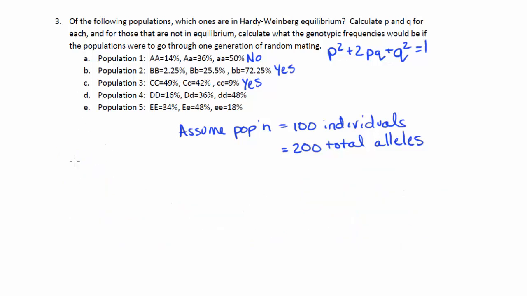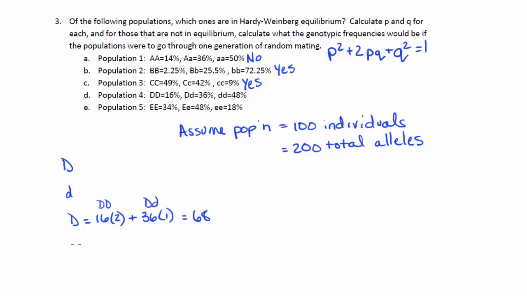For population 4, we have capital D and lowercase d. To calculate the number of capital D's that we have, 16 individuals in our population of 100 represent capital D, so they have 2 alleles each, plus we have 36 individuals that represent the heterozygous genotype, so they have 1 allele each. So the total number of alleles that we have of capital D is going to be equal to 68.